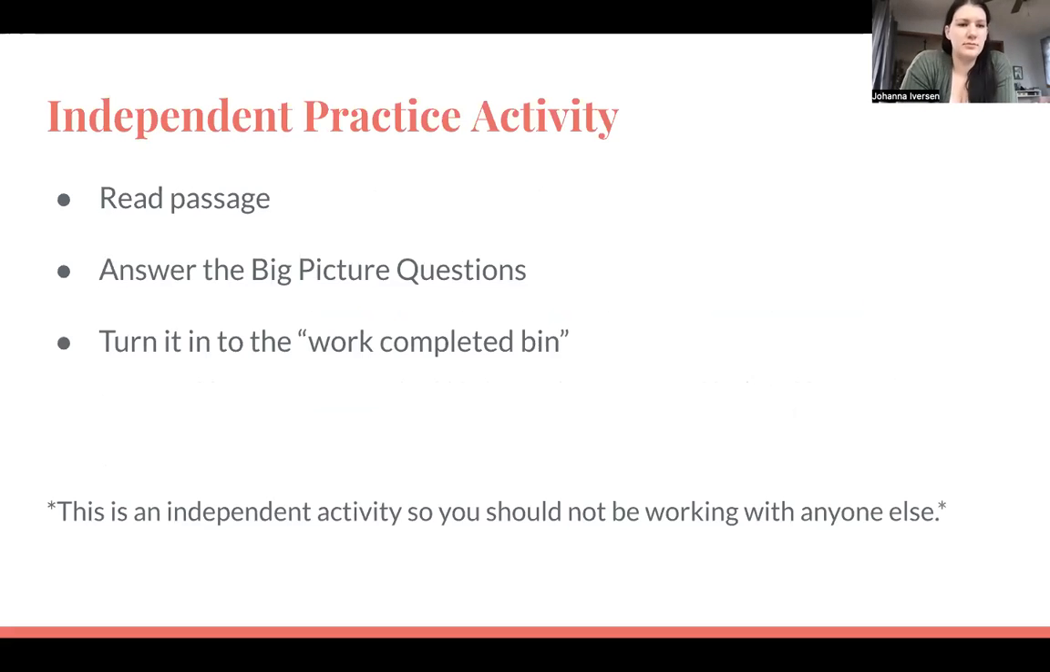So now it's time to read a passage on your own and answer questions. This is for me to be able to see what you understand from today's lesson. And after, I will see how well everyone understands this concept. And then I'll decide if I need to teach more about the big picture questions or if we'll be ready to move on to the next one. So your job is to read the passage, answer the questions, and then turn it into the work completed bin when you're done. And this is an individual activity, so you should not be working with others.